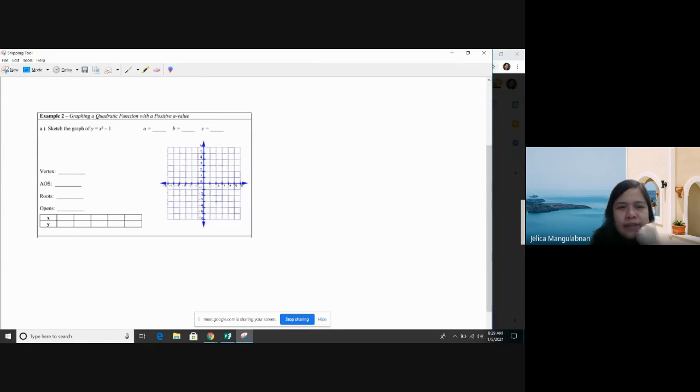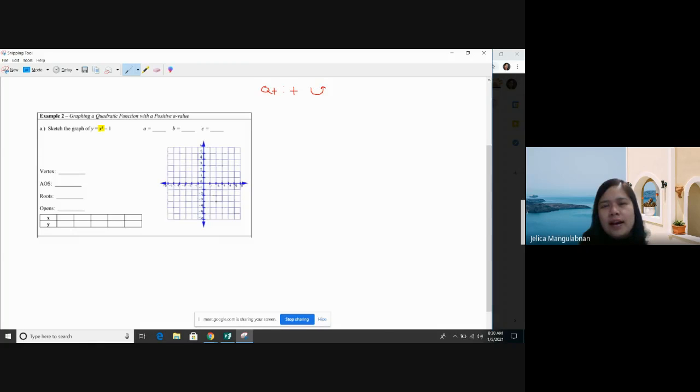So this is letter A. Graphing a quadratic function with a positive value. How can we identify if it is a smiley face or sad face? Check the quadratic term. Here we have the quadratic term. It is positive. So if the quadratic term, let me just write it in here.